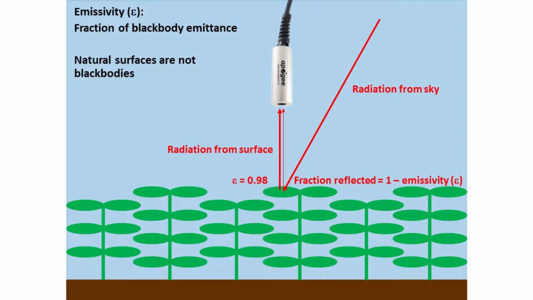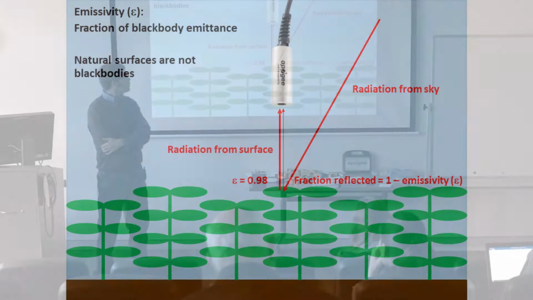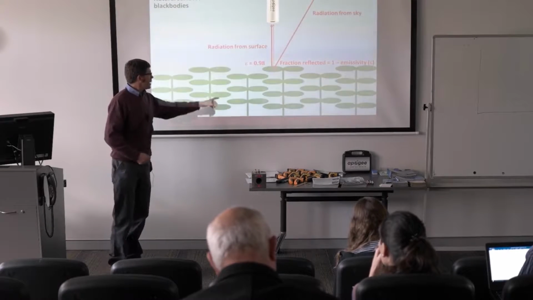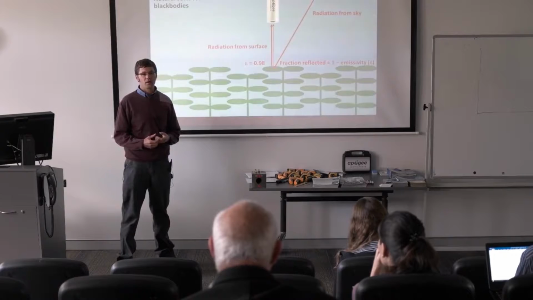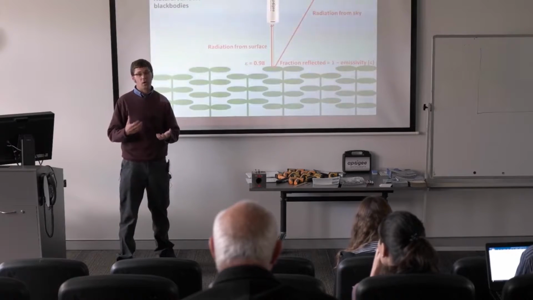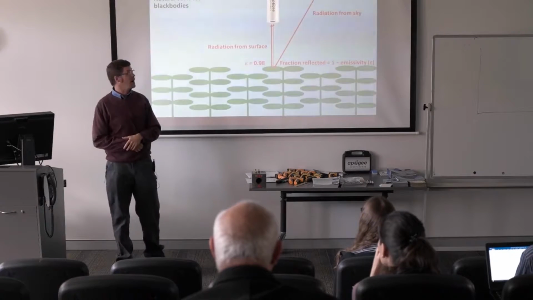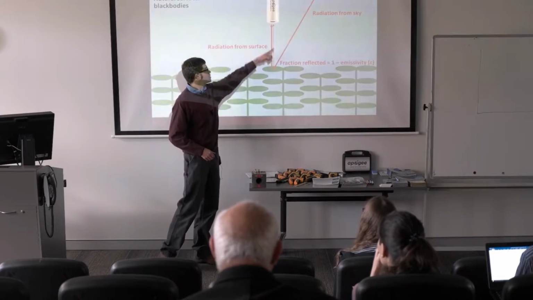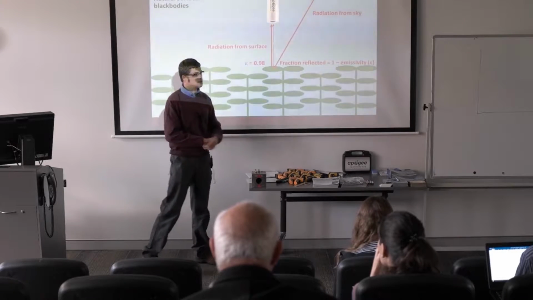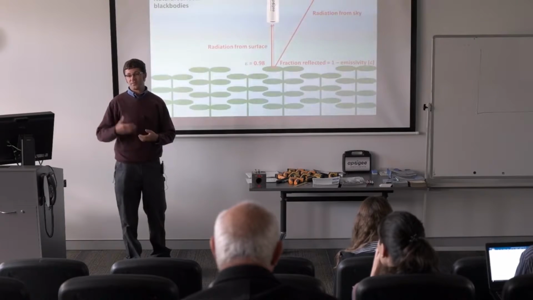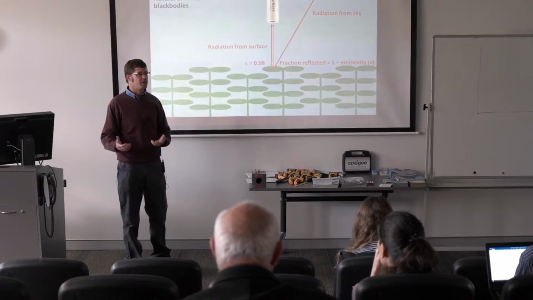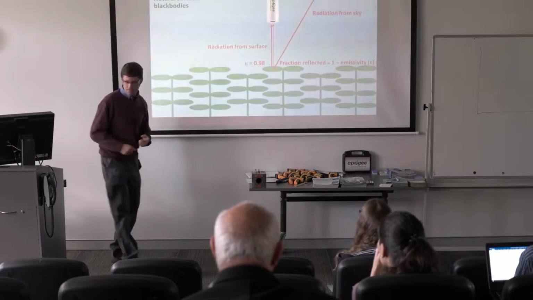And you might ask yourself, why is that a big deal? Well, the plant temperature and sky temperature might not be the same number. If they're close to the same number, it doesn't matter if you're reflecting a small fraction of the sky radiation towards the sensor. It's similar to the plant canopy temperature. But if the sky temperature is significantly different, it can lead to errors.